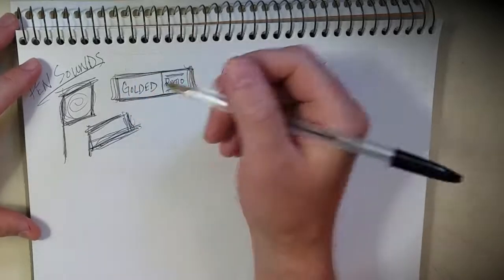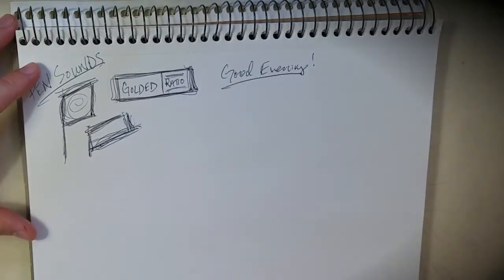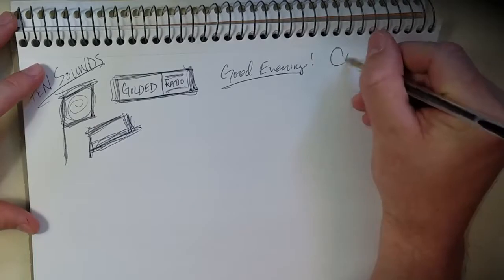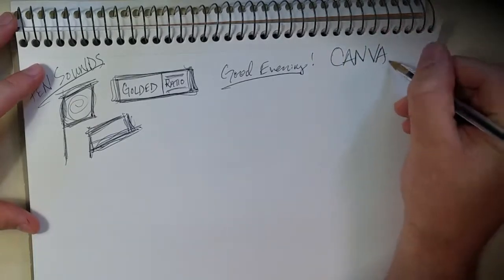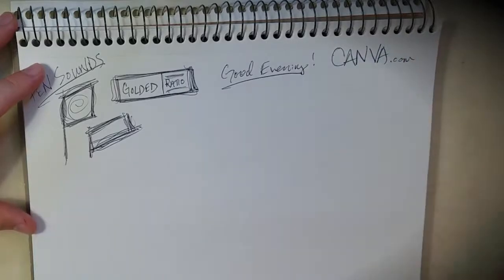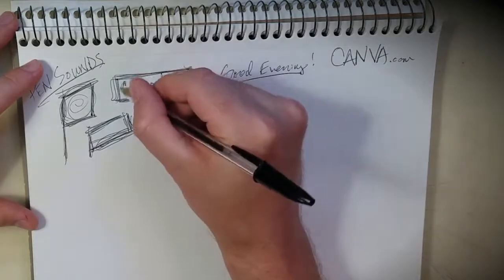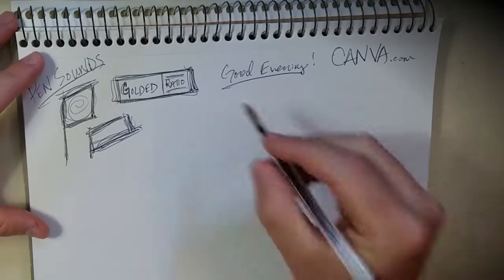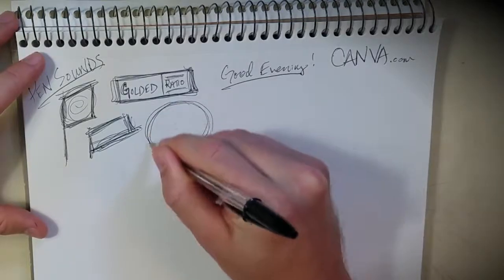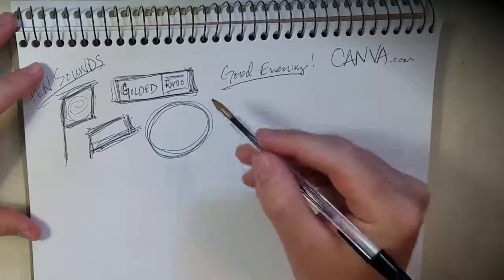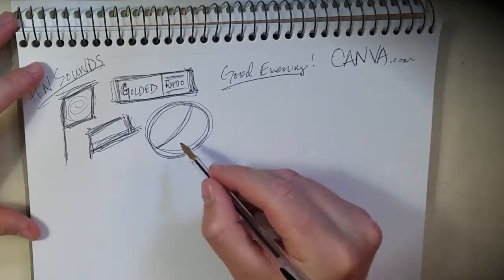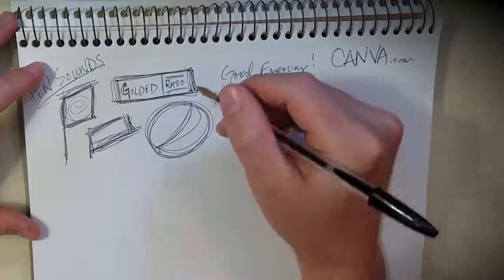So, golden ratio. What is the golden ratio? One really cool thing that drew me to this article on Canva.com was the modern Pepsi logo, which kind of looks something like this.